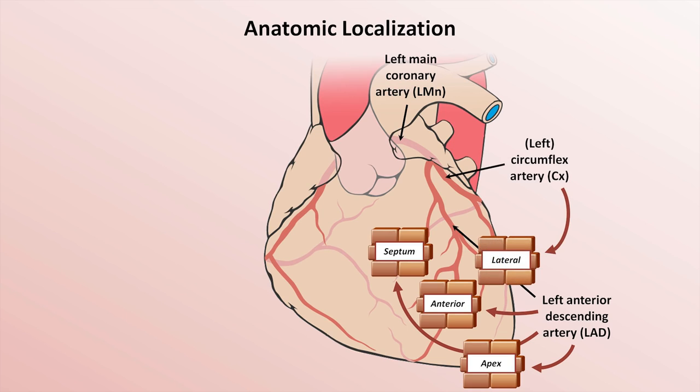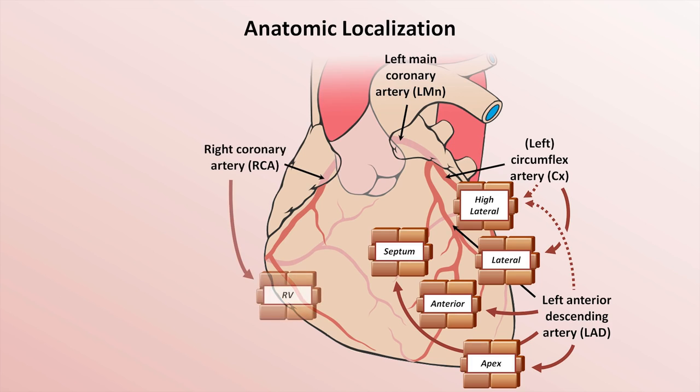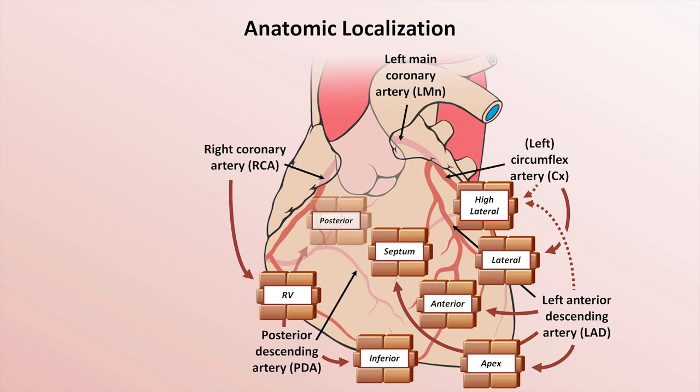Although most non-cardiologists don't refer to this, a superior section of the lateral wall is occasionally called the high lateral wall. This region is important to distinguish because while the remainder of the lateral wall is supplied by the circumflex, the high lateral wall can be supplied by either the circumflex or the LAD, or by the combination of the two. On the other side of the heart, the right coronary artery supplies the right ventricle. And the final major vascular territory is that of the posterior descending artery, which supplies the inferior and posterior walls.